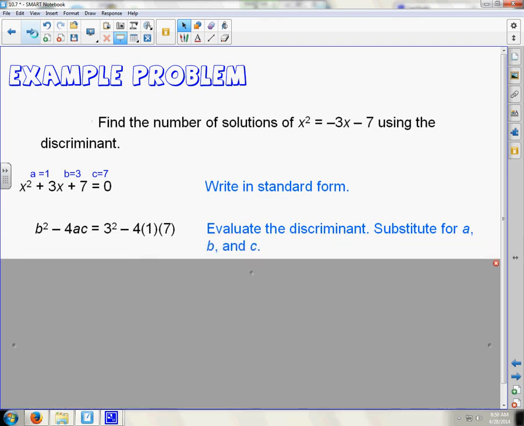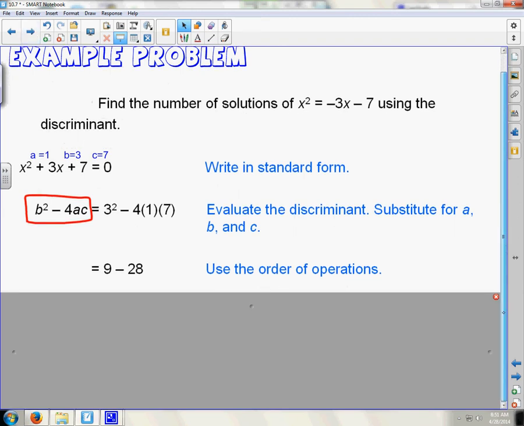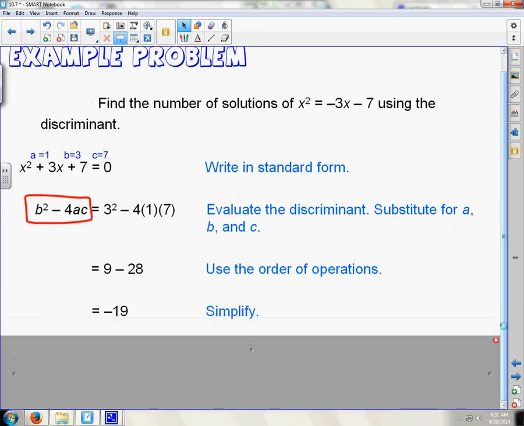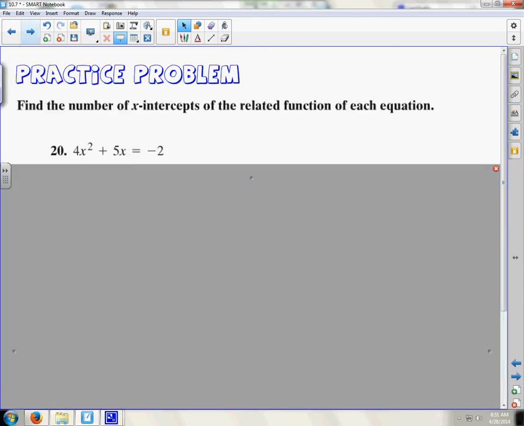Then you evaluate the discriminant. A is 1, B is 3, C is 7. So I'm going to put it into this equation right here. 3 squared minus 4 times 1 times 7. So that would be 9 minus 28, which equals negative 19. Since negative 19 is less than 0, the equation has no solution. So pretty simple.